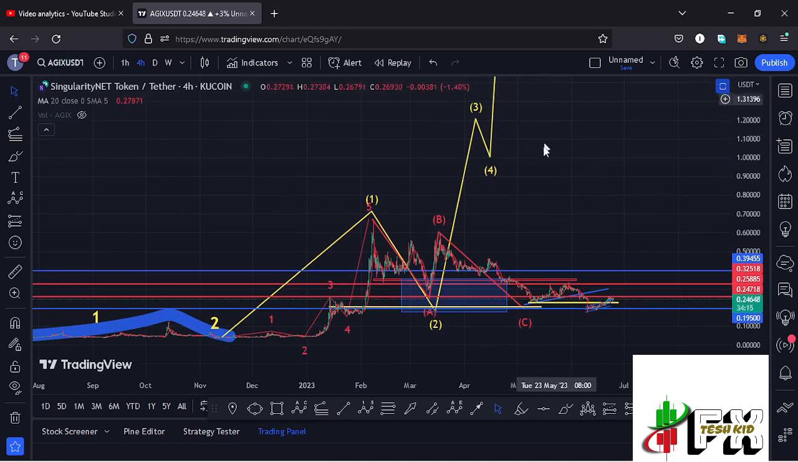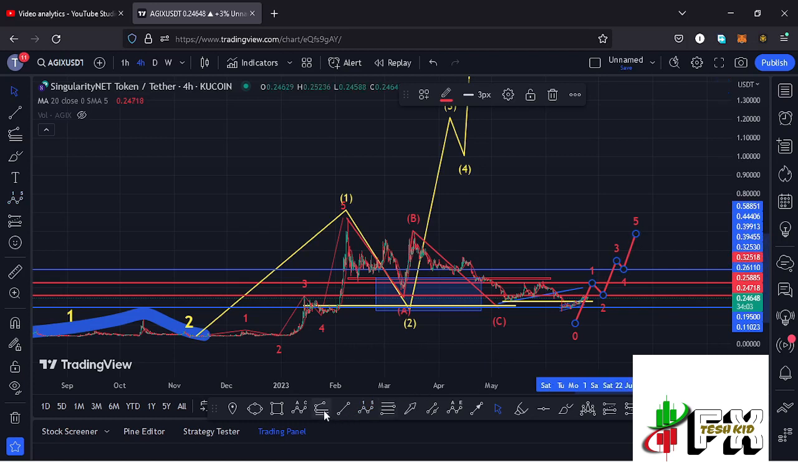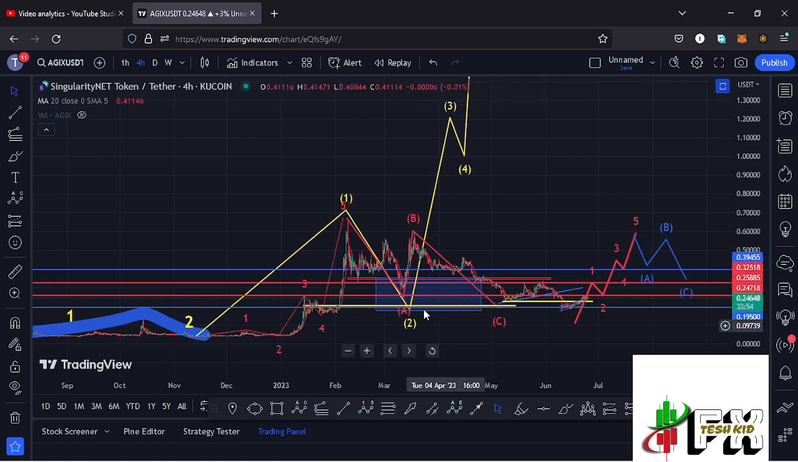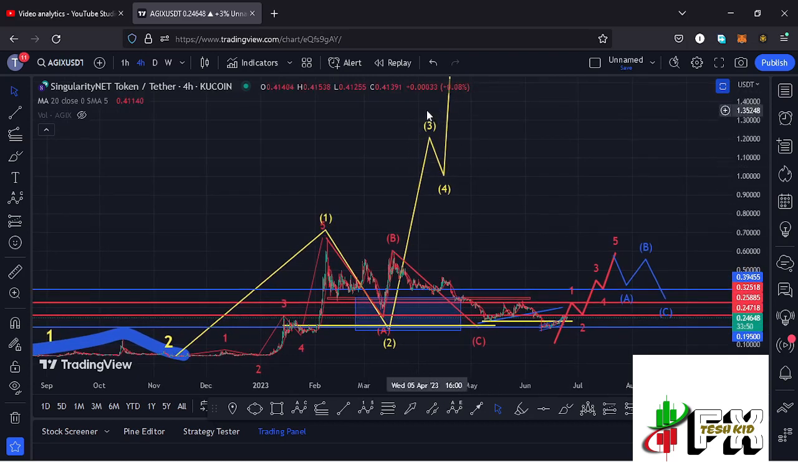And for it to confirm to us that the low for the second wave is in and the start of an impulse has now started, all I need to see on the charts is a 5-wave move, followed by an ABC corrective structure. In case we see such a movement on the charts, that will be enough confirmation that the low for the second wave is in and that we have now started an impulsive move to the upside, where I'll be expecting AGIX to take us back above the $1 mark.